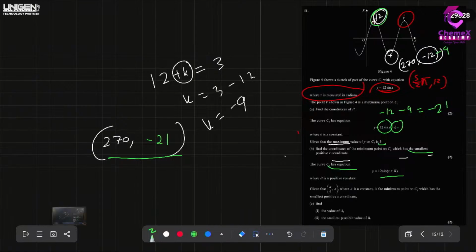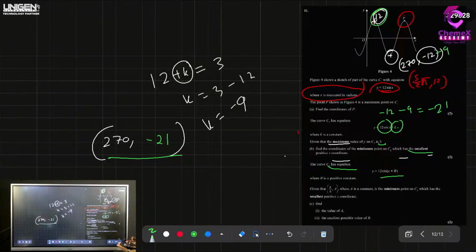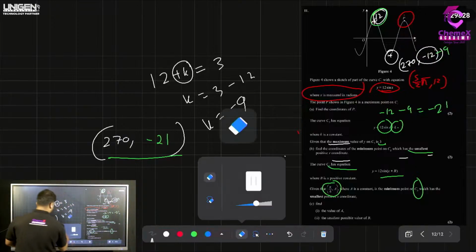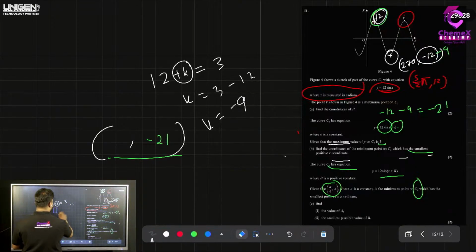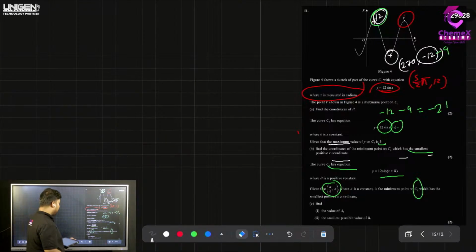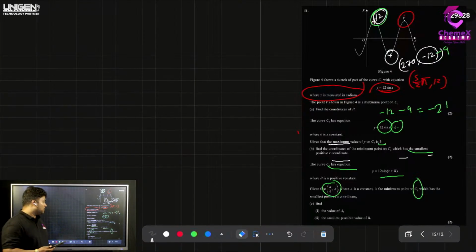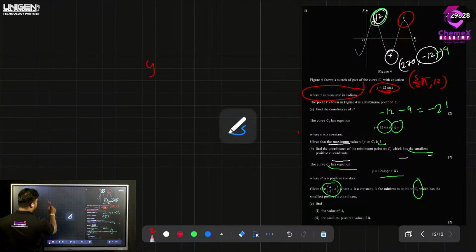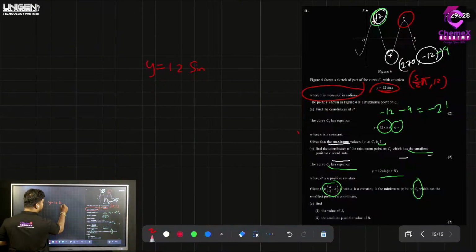So if a is a positive constant, how do you do this? Given that (pi over 4, a), where a is a constant, is the minimum point on C3 which has the smallest possible x coordinate, find a. So in order to do this, they say y is equal to 12 sin(x + b).